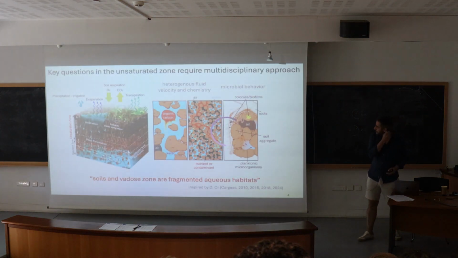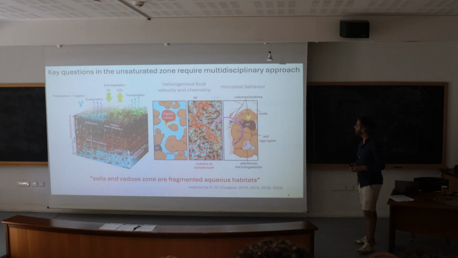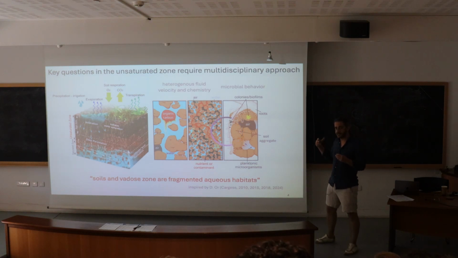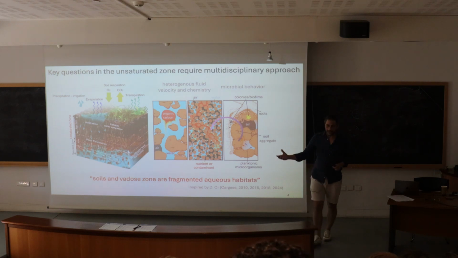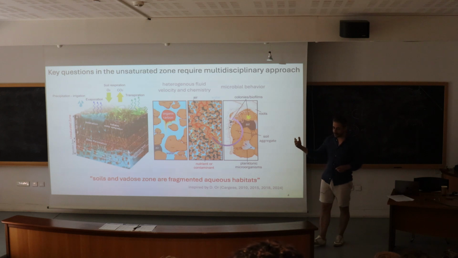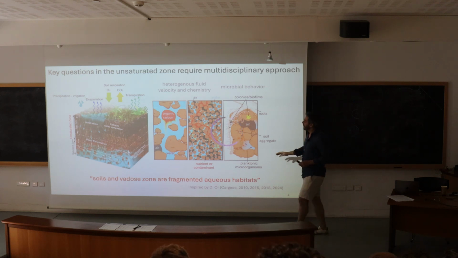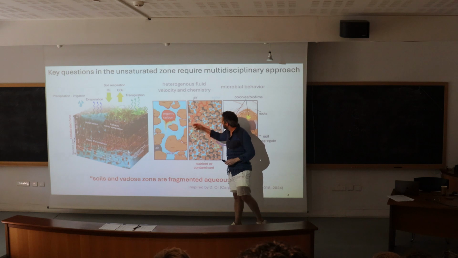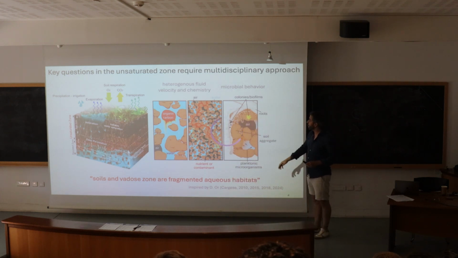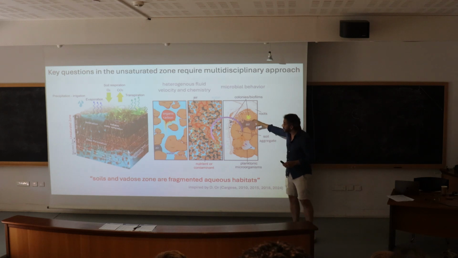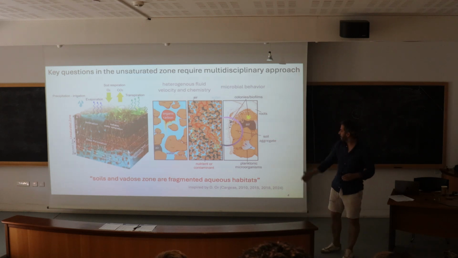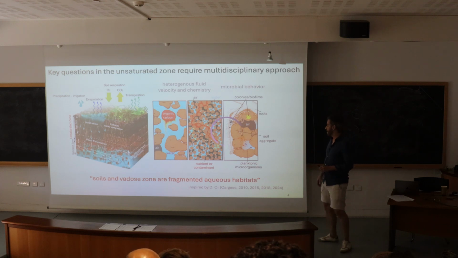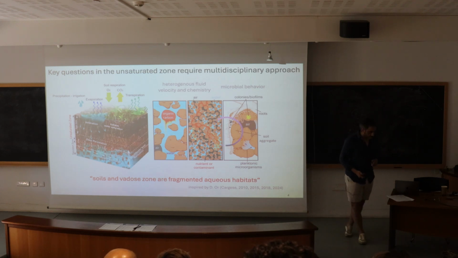What is the motivation of this lecture? The motivation is the fact that the unsaturated zone, which was introduced previously by Danny, is a bioreactor in which we have fluids that are moving, chemicals that are transported, and microbial activity taking place. We can see here how heterogeneous the fluid velocity and the chemistry can be in the soil. We can have sources of nutrients like organic carbon, but also a contaminant or a nutrient that is transported. And of course, this is in continuous interplay with the microbial behavior, with the roots, with the fungi, with the microbiology. So I adopted this slogan from Danny many years ago, that soil and vadose zone are fragmented aqueous habitats. So this is one of the main motivations, but it's not the only one.